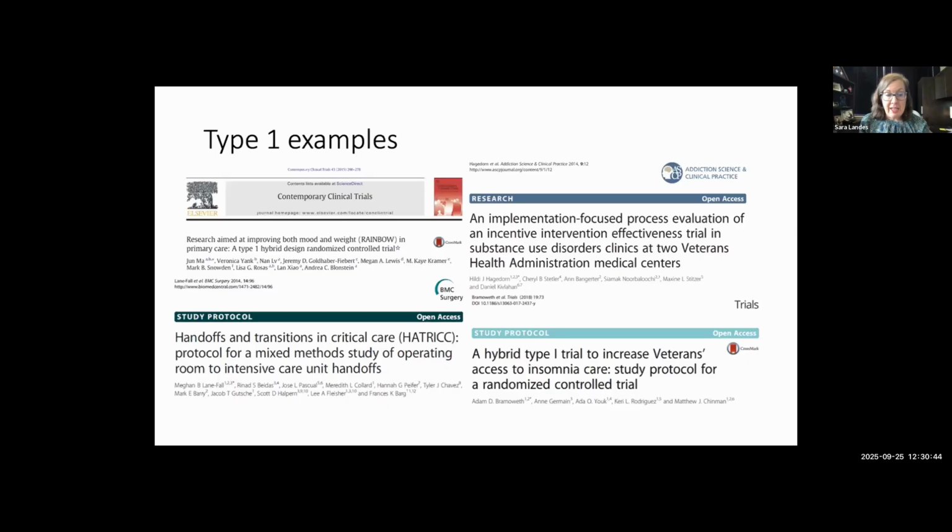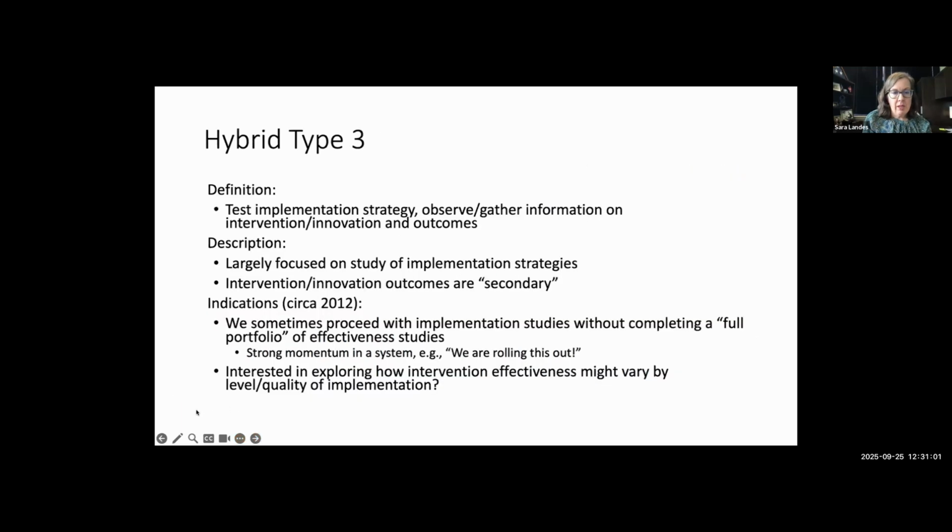I would encourage you, if you're thinking about doing one of these studies, the number of protocol papers out there now is outstanding to me. So I think you have a lot of good examples of what these can look like. And if you need help finding some, feel free to email. So those are hybrid type 1.